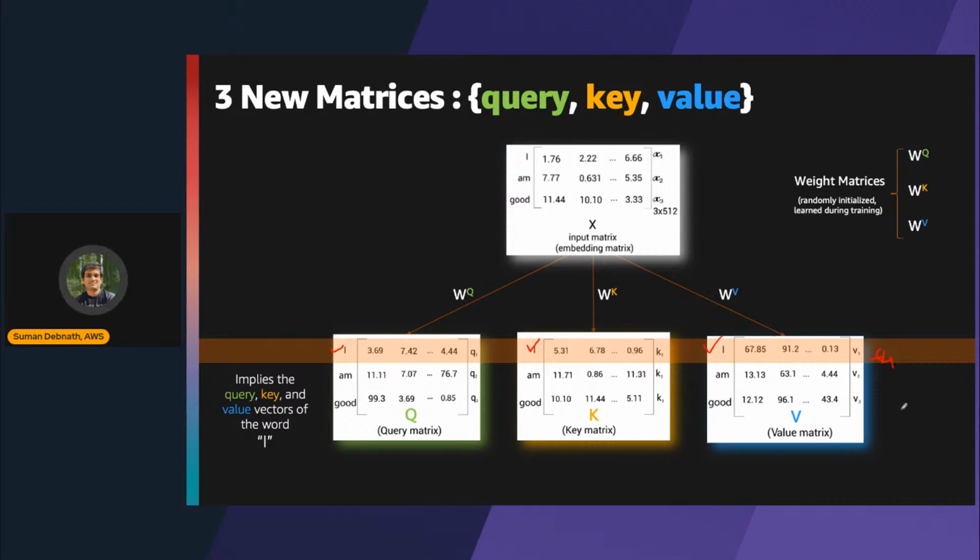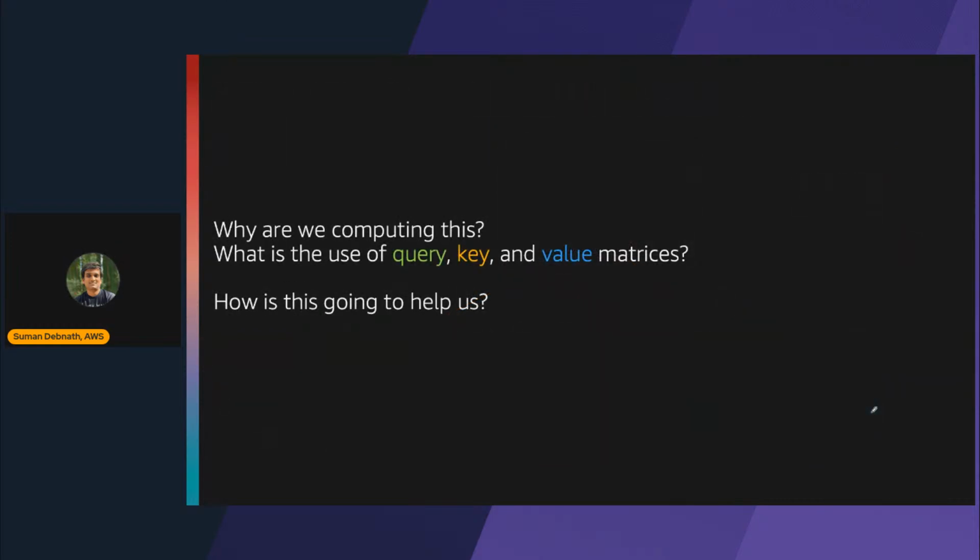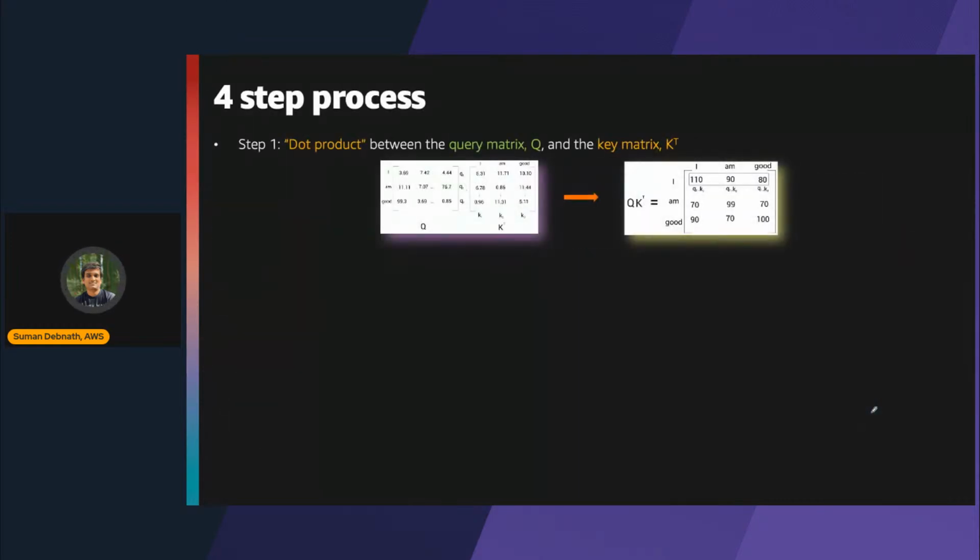So next is what, right? We started with X metrics, and now we have 3 more metrics, Q, K, and value metrics. So what we are going to do now? This is where the transformer comes into picture. This whole process is a 4-step process, okay? And the first step is we are going to do a dot product between query matrix Q and the matrix K, which we have created. We are just simply doing a dot product.